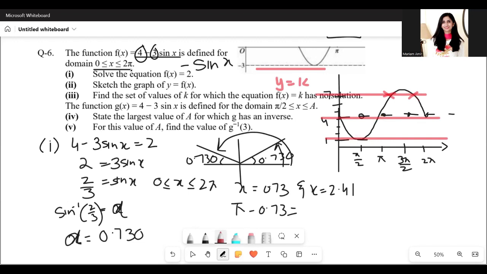Now we need such a horizontal line that does not intersect with the graph so that we get no solution. That is, just give me a second.